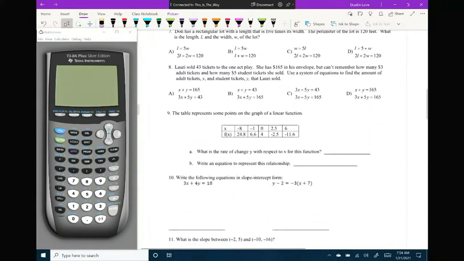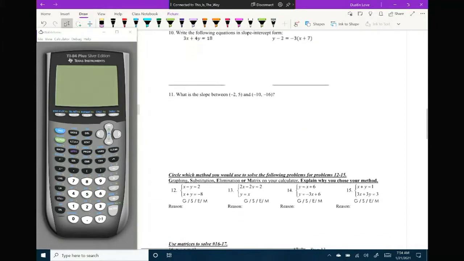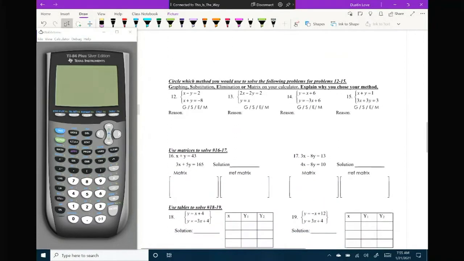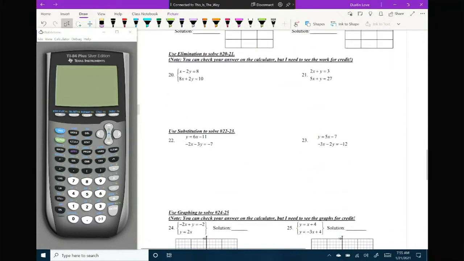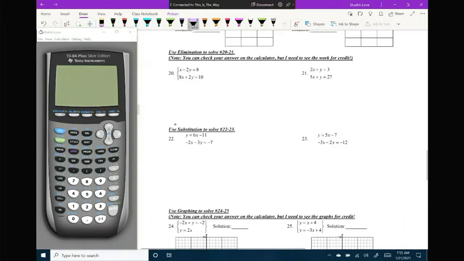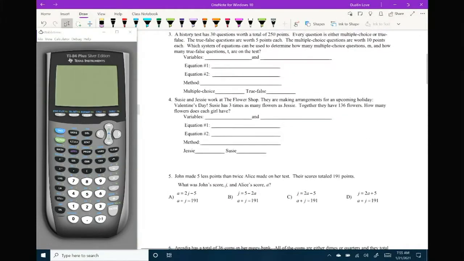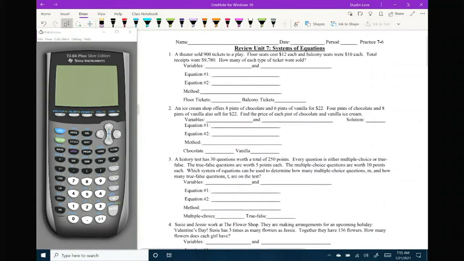However, as we get farther down, problems like number 20 say to use substitution. The purpose behind those is I want to make sure that you're learning and remembering how to do all the different methods that we covered this entire unit. But when in doubt, use whatever you want to, and I'm most likely going to use matrices quite a bit because they're the easiest ones to do.